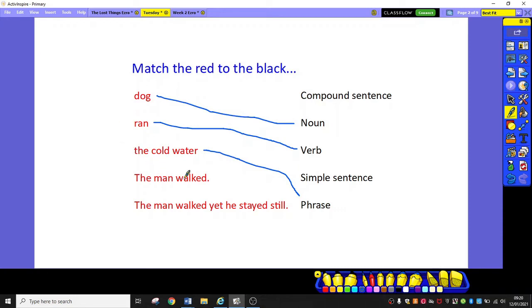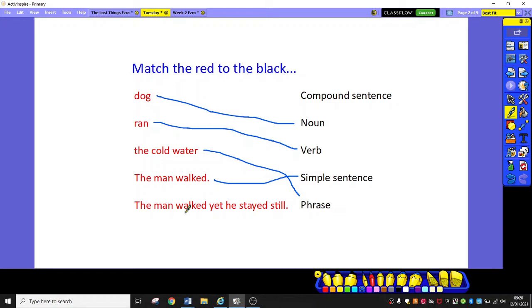The man walked. Now, is this a compound sentence or a simple sentence? Well, what do I have? I have a determiner, I have a noun, and I have a verb. So I've got a subject and a verb, which would make this a simple sentence. Now remember, sometimes you can have a preposition on there, which works as an object. So the man walked on the path to the park. This doesn't change the fact that it would still be a simple sentence.